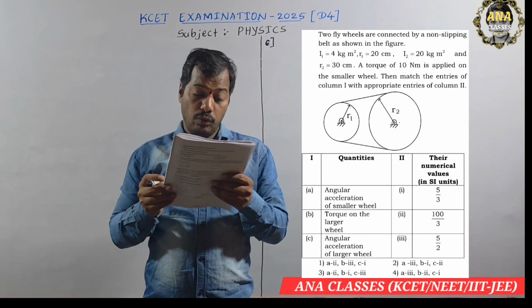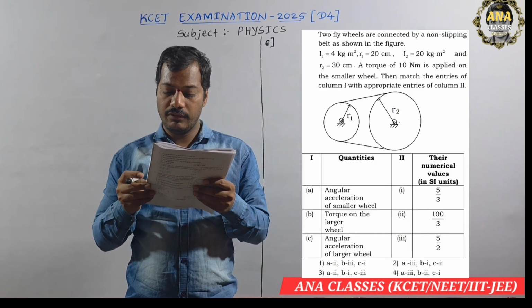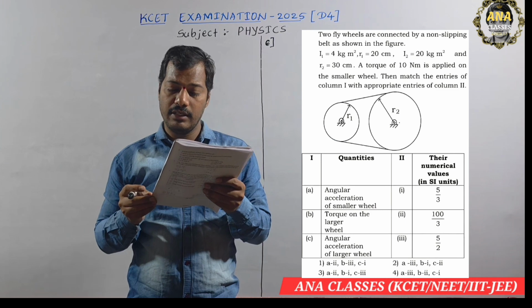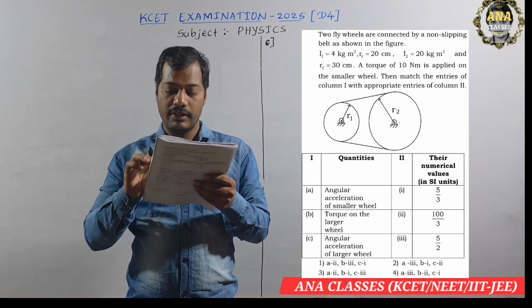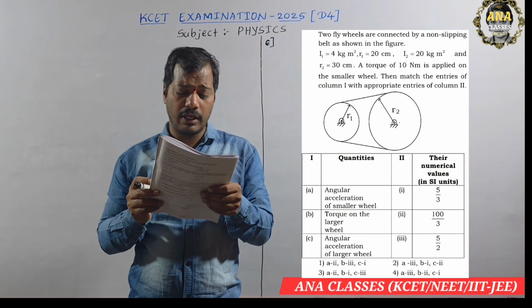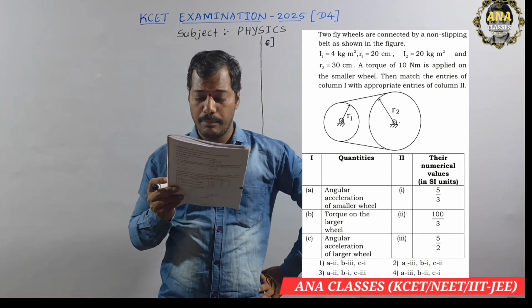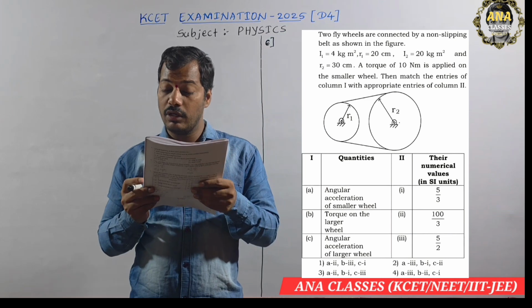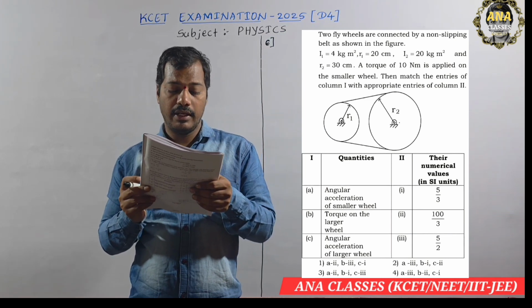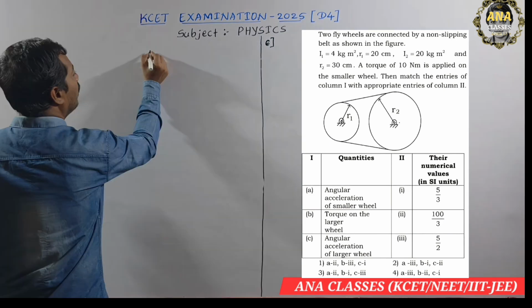Option number 1. Two flywheels are connected by non-slipping belts as shown in the figure. I1 is equal to 4 kg meter square and R1 is 20 centimeter. I2 is equal to 20 kg meter square. R2 is 30 centimeter. A torque of 10 Newton meter is applied to the smaller wheel. Then match the following entries of column 1 with the appropriate entries of column 2.